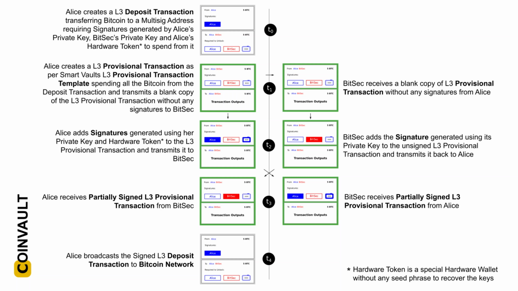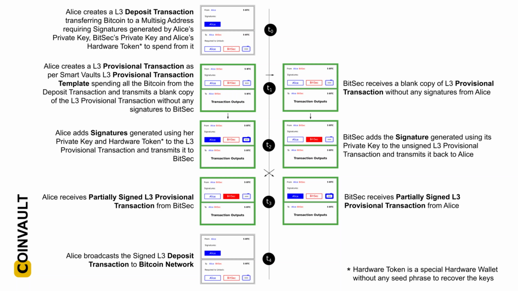Going forward, these extended and fortified versions of deposit and provisional transactions will be referred to as L3 deposit and provisional transactions, to differentiate them from the deposit and provisional transactions we saw just a moment ago. And L3 means level 3, and denotes the level of security this particular version of deposit and provisional transactions offer.